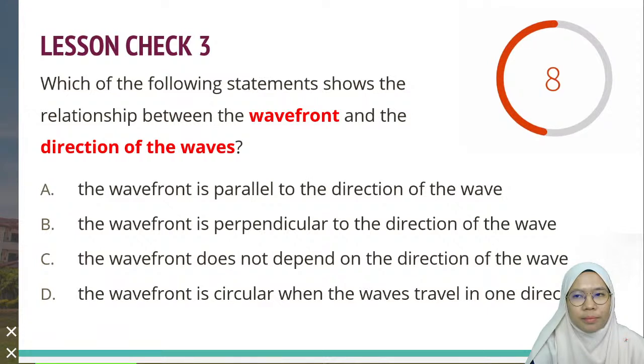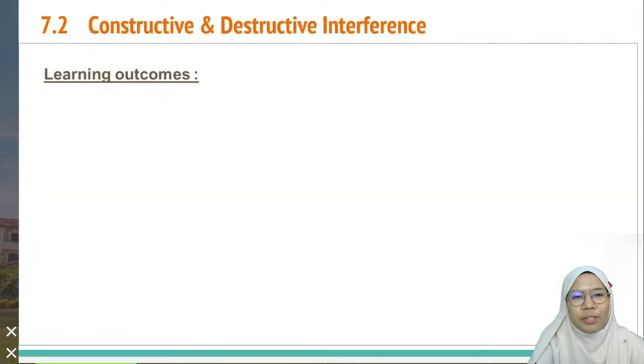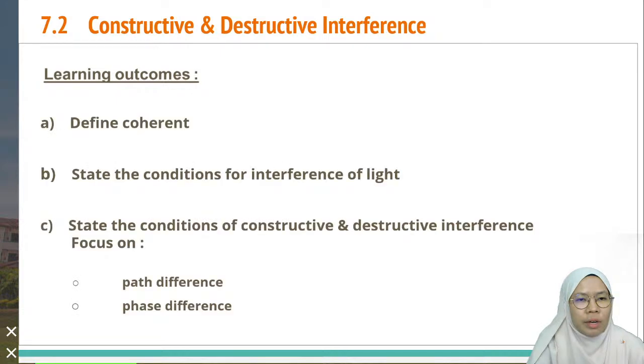No, okay. So we move on to 7.2, constructive and destructive interference. The learning outcomes: you should be able to define coherent. I think this is the same learning outcome from semester 1. So you need to know the definition of coherent, then state the conditions for interference of light. So what are the conditions for interference of light to occur? Next, state the conditions of constructive and destructive interference. We are going to discuss the conditions in terms of the path difference and the phase difference for constructive and destructive interference.